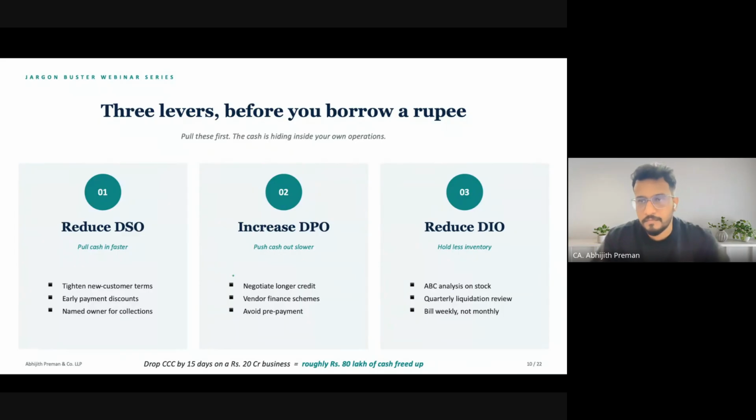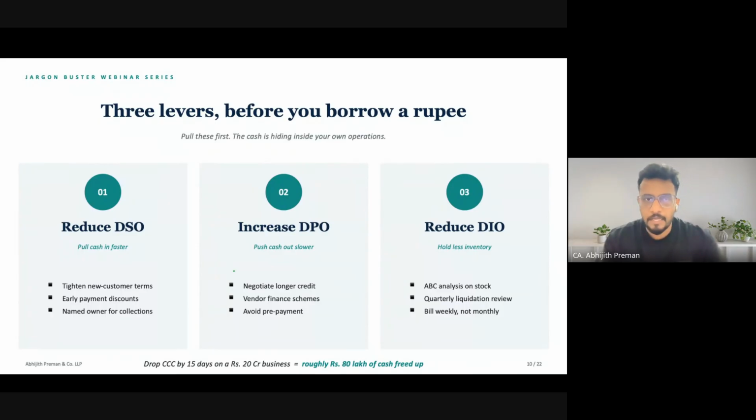Then vendor finance schemes and avoid prepayment. So like avoiding advance payment. I mean, that's just the opposite of what I told there. So in your business, it's always good to take advances. But again, in your business, it's not that good to pay advance to another person. Okay, so it's actually a contradictory thing. So that is where you'll have to negotiate good terms with these sort of people.